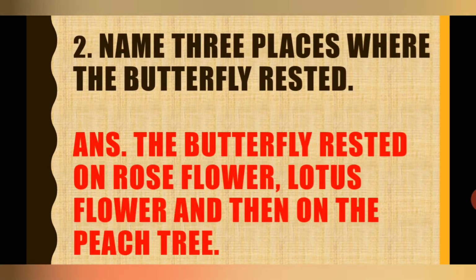Question number 2. Name 3 places where the butterfly rested. So the butterfly rested on the rose flower, the lotus leaf, and then on the peach tree. Okay. She first rested on the rose flower, then on the lotus leaf, and then on the peach tree.